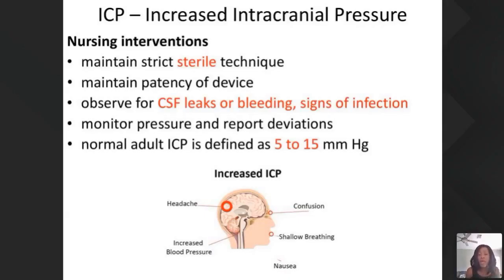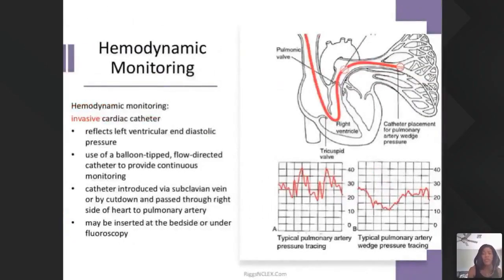You also need to memorize normal intracranial pressure. It's between 5 and 15. Okay, so add that to your list of stuff you need to memorize. Normal ICP, 5 to 15 millimeters.